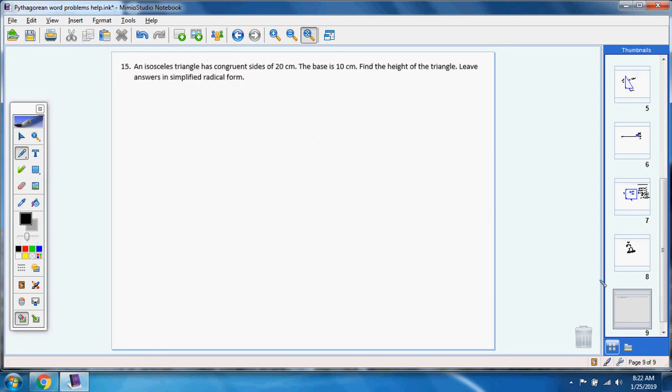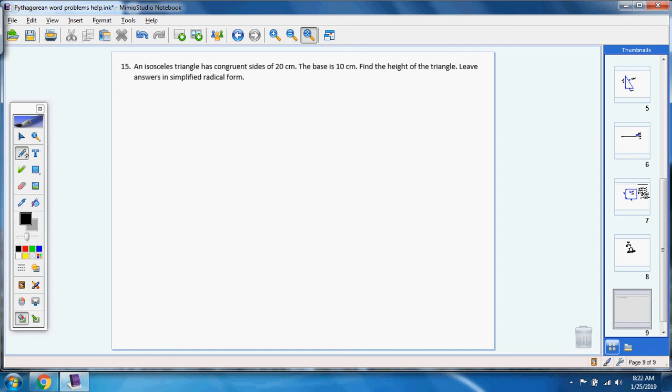All right, number 15 says, an isosceles triangle has congruent sides of 20 centimeters. So in other words, I do not have a right triangle this time. Isosceles triangle, again, is a triangle that has two sides that are the same, and it tells you congruent sides, which means those two sides are 20 centimeters. It says the base is 10 centimeters. Find the height of the triangle, leave answers in simplified radical form.